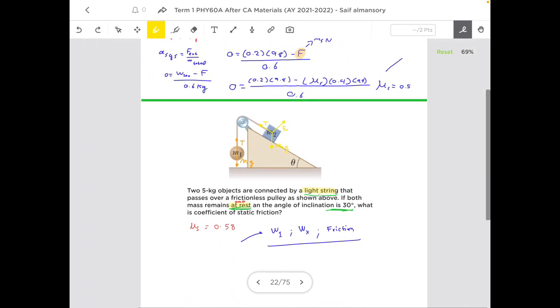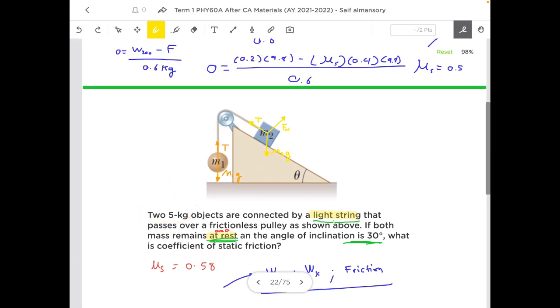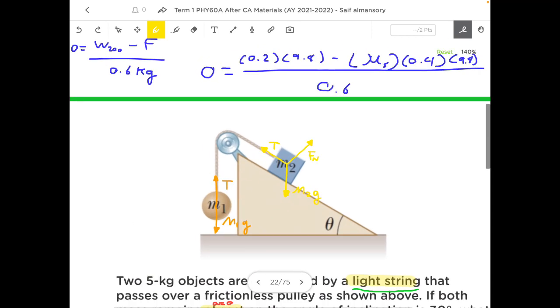But in this question, there is a tricky thing that it mentions here. Two 5 kilogram objects, so both of them have the same mass. So what will be the direction of the motion of the object? Is it here or here? In this situation, you decide the direction of the motion of the object.